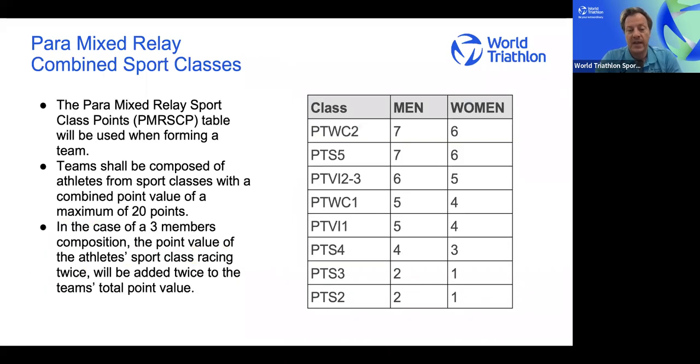So what has happened is that there has been a working group doing an analysis and establishing this chart that you see here, the class points and how these are added up in order to put forward a viable team. The maximum points can be 20. So no matter how you combine the different sport classes between men and women, you cannot go over that value to make a viable team. And if you have only 3 members in your team, obviously the athlete competing twice, the points in the chart for that athlete will be duplicated in order to come up with the final score of the team.